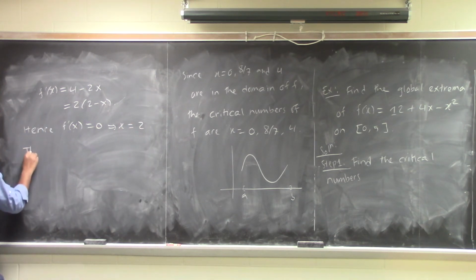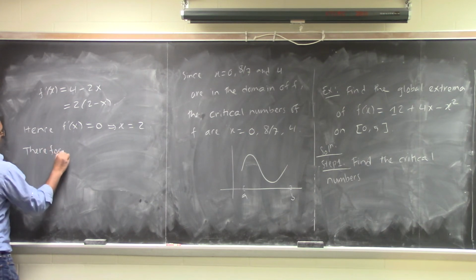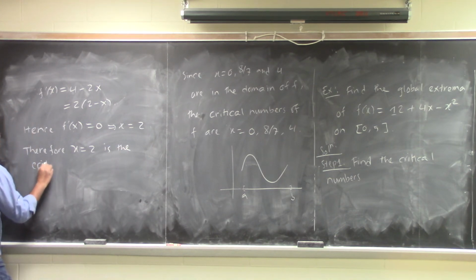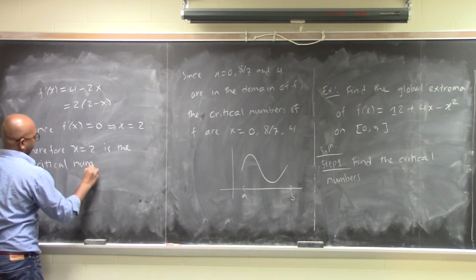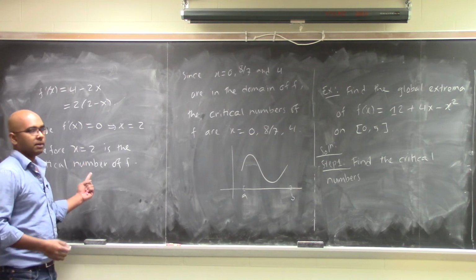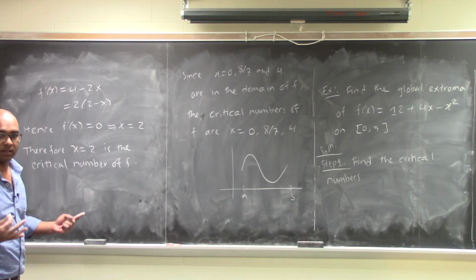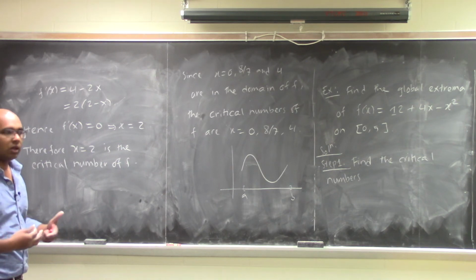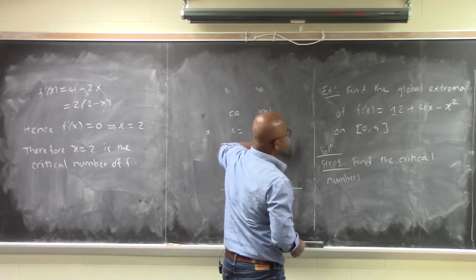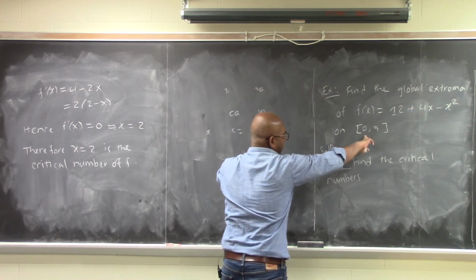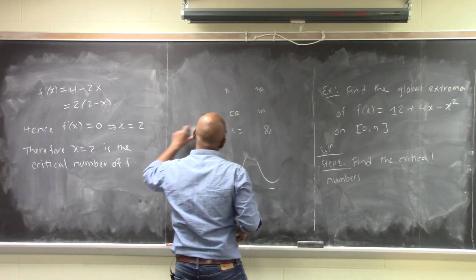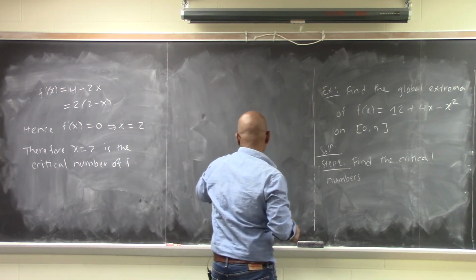Therefore, x equal to 2 is the critical number of f. We don't know whether that is a maximum or minimum or neither, but we don't need to. We just need to find the global extremum, and for that we just compare the values at the endpoints, which is f of 0 and f of 5, and we evaluate the function at 2, and figure out which one is the largest and the smallest.